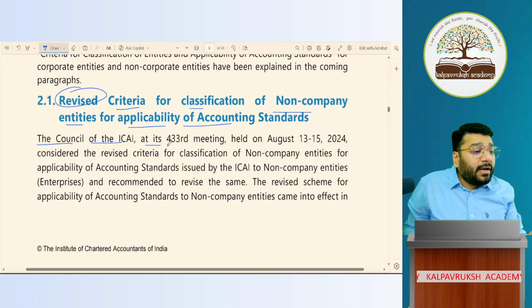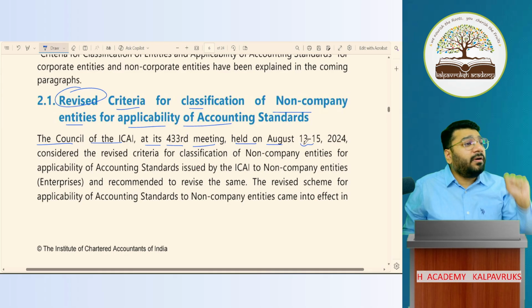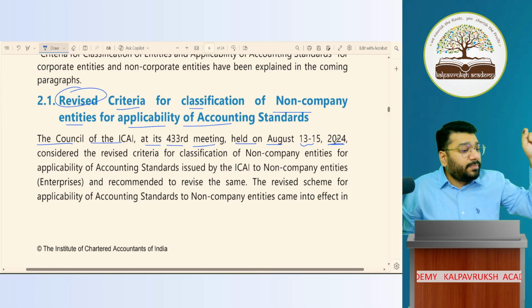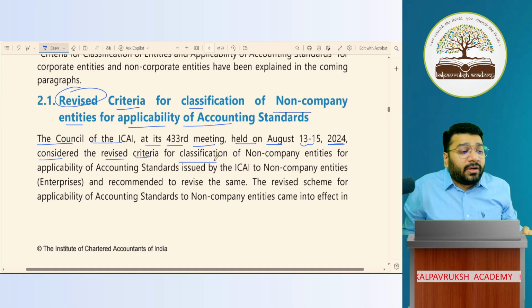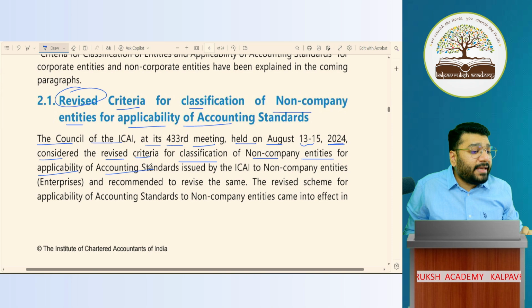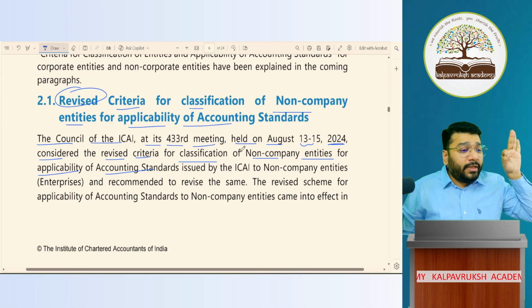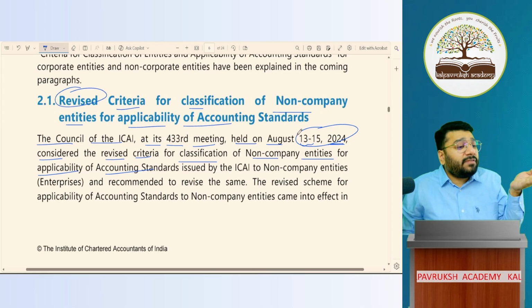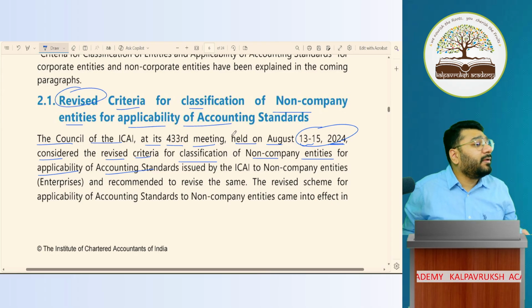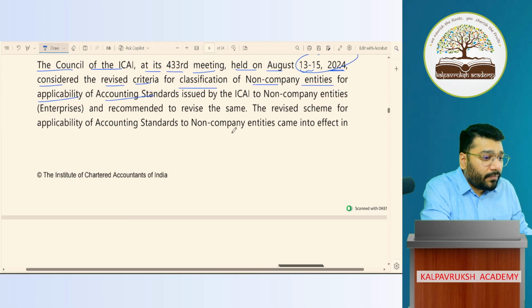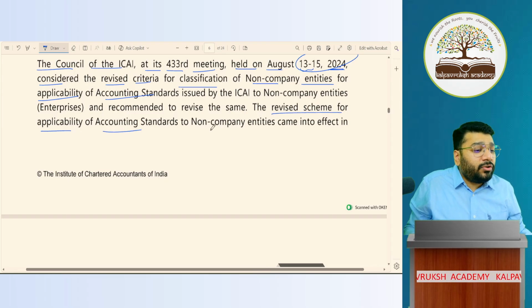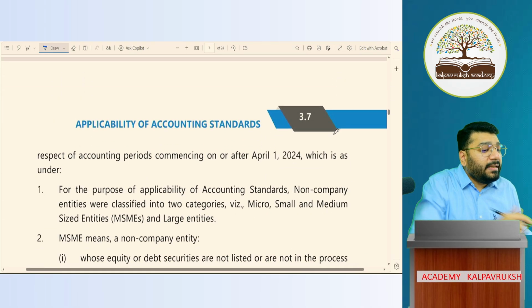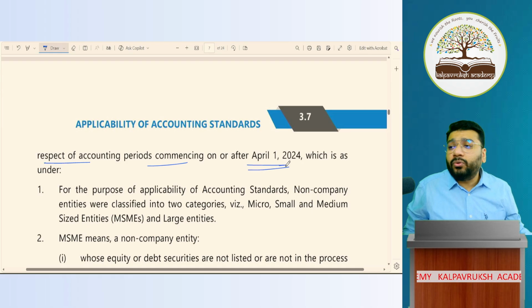So in their 433rd meeting, which was held between 13, 14, 15th August 2024, they have revised the criteria for classification of non-company entities for applicability of AS. They have reclassified the criteria for categorizing non-companies for the purpose of classifying applicability of the accounting standard. The revised scheme for the applicability of AS for non-corporates comes into effect in respect of the accounting period commencing from 1st April 2024.